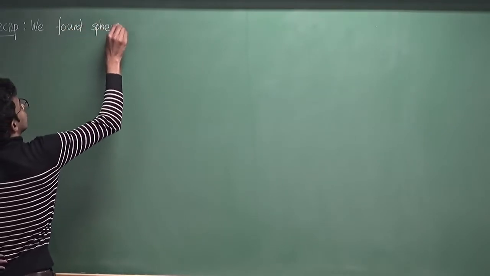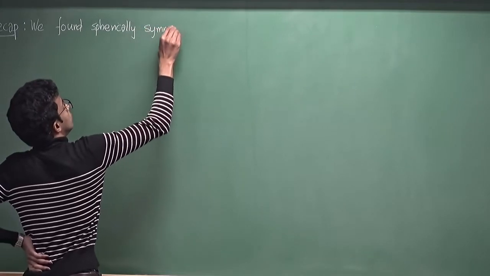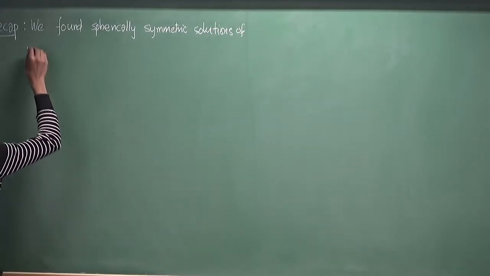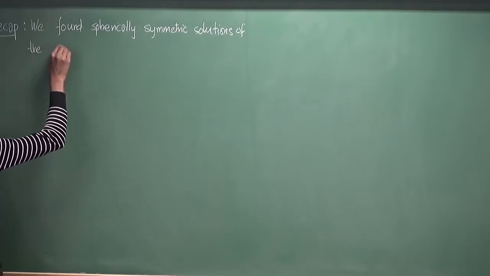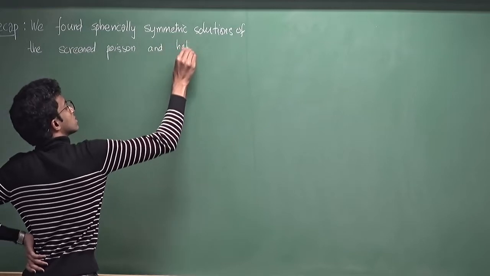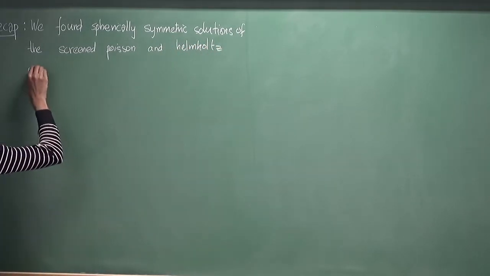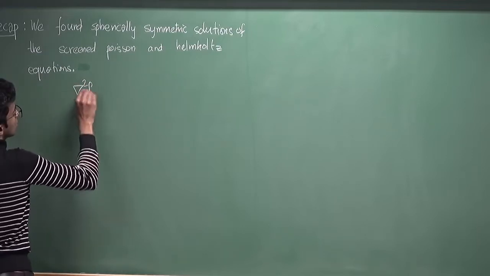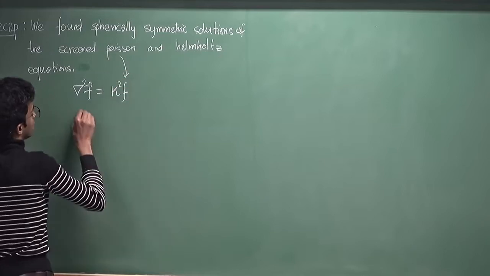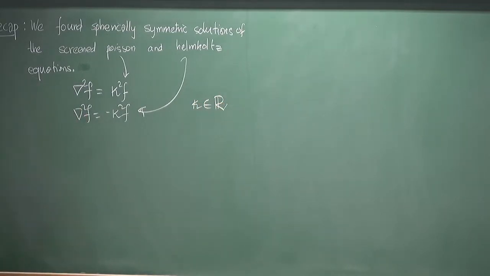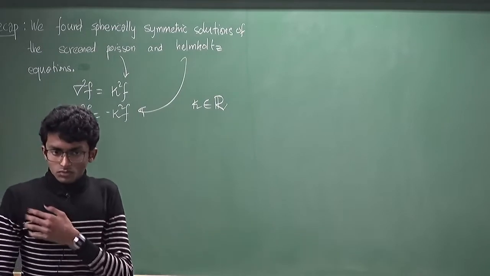We found spherically symmetric solutions of the screened Poisson and Helmholtz equations respectively, which are just grad squared f equal to kappa squared f and grad squared f equal to minus kappa squared f, kappa belonging to the real numbers, which are the positive and negative eigenvalue problems.